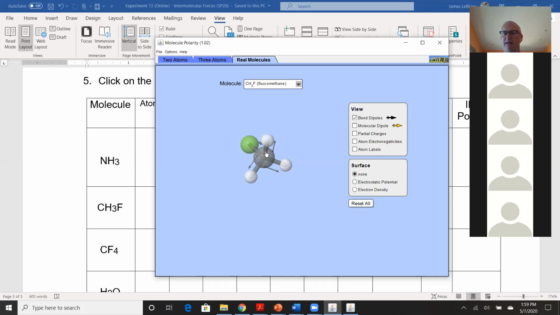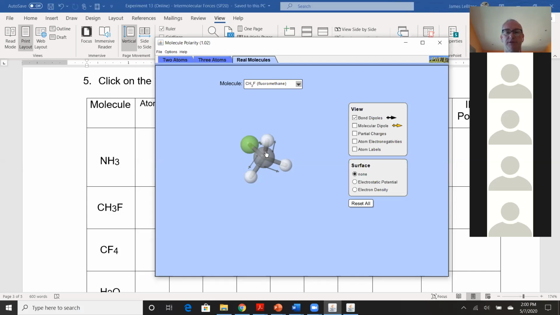Because there's not really that much of a difference between the electronegativity of carbon and hydrogen. That's not really a polar bond, but now they look polar. Why would that be? Because of partial charges.